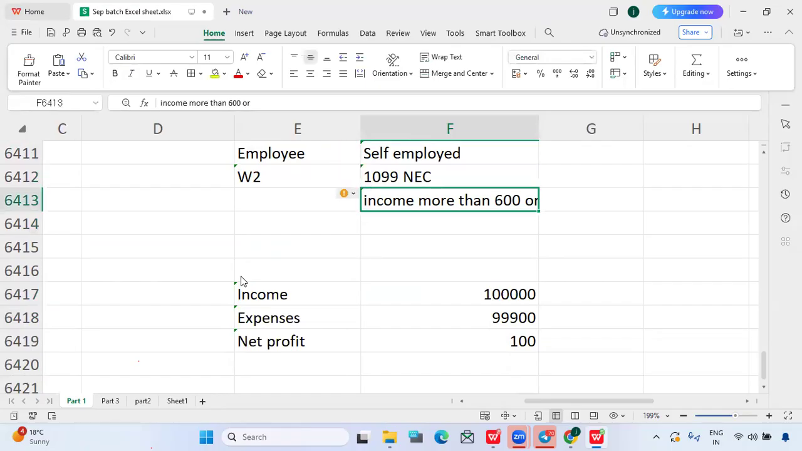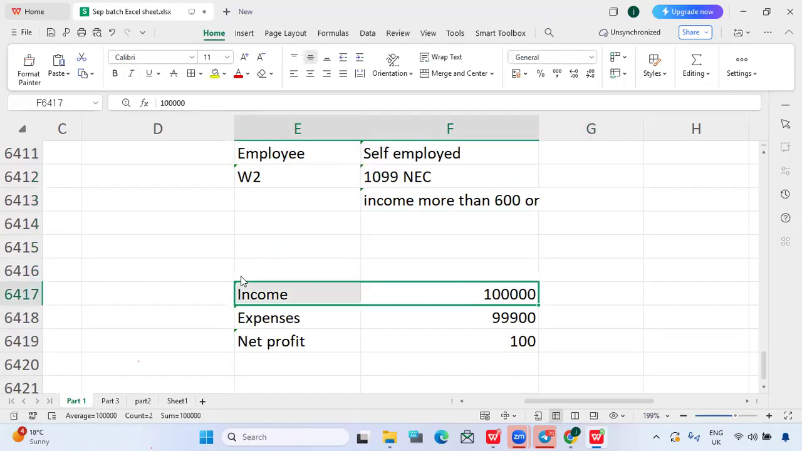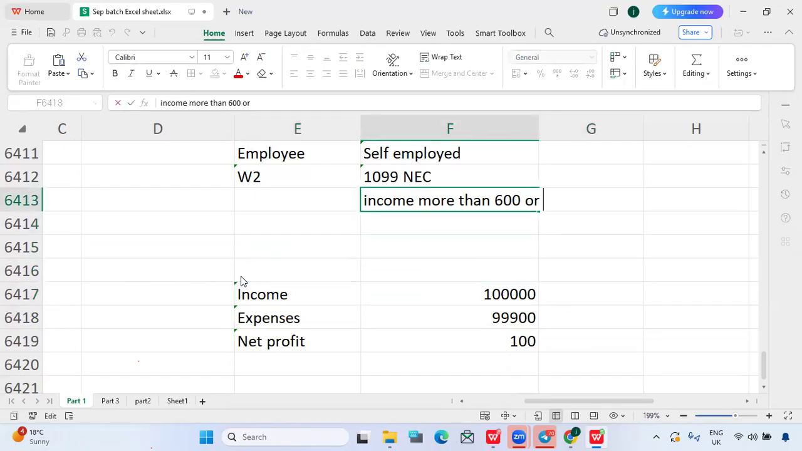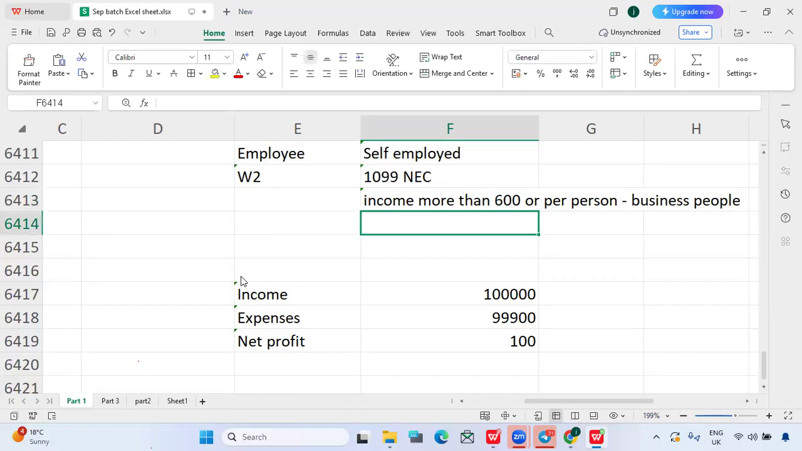So for self-employed, whenever we are receiving income, here itself we will check whether it is more than 600 or less than 600 per person. This is per person, and that too not individuals, only business people. Like let's say you went to the USA and purchased one product from a store, with a product value of $1,000. You will not generate a 1099 NEC and give it to the taxpayer. No, you cannot do that, right?